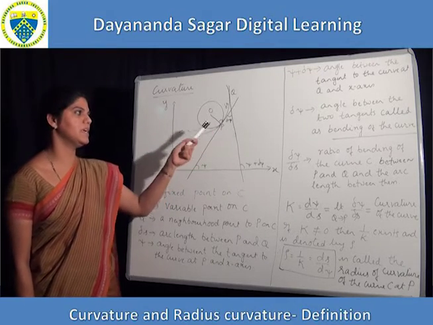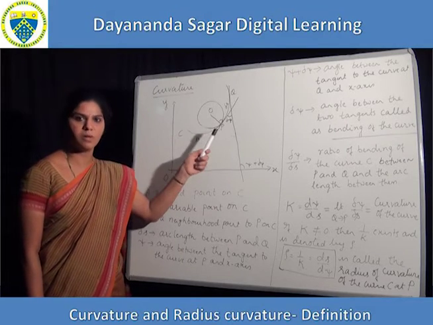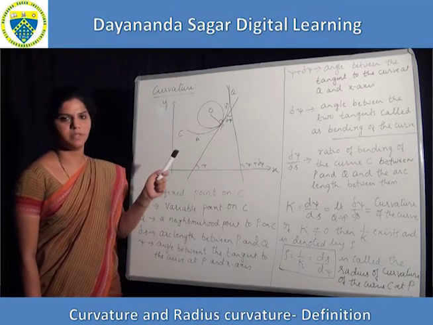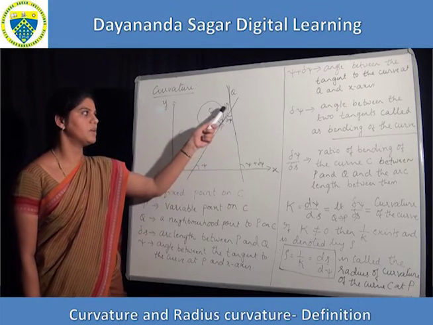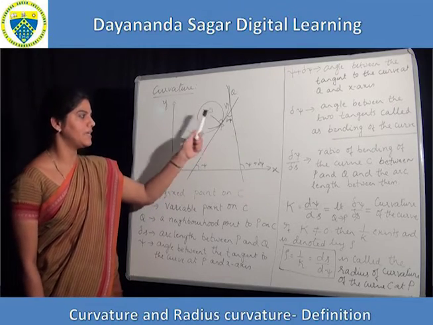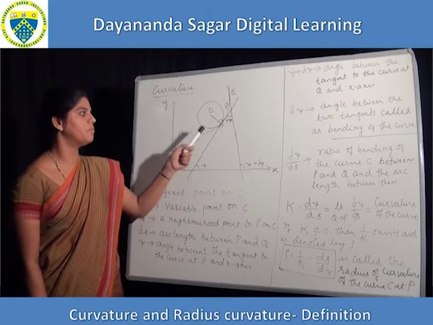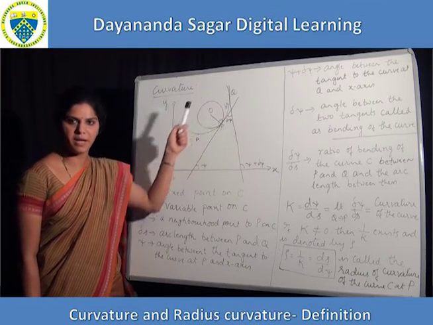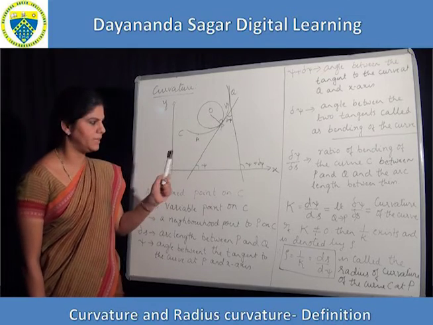So delta psi is the angle between the two tangents, which is also called the bending of the curve. So delta psi is called the bending of the curve, which depends on the arc length delta S. Hence delta psi by delta S is the ratio of the bending of the curve between the points P and Q and the arc length between them.